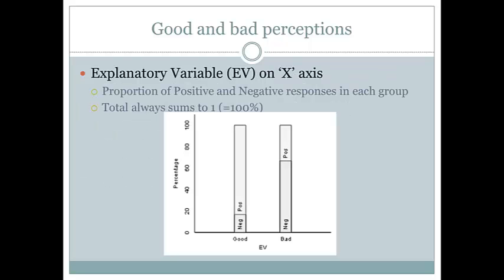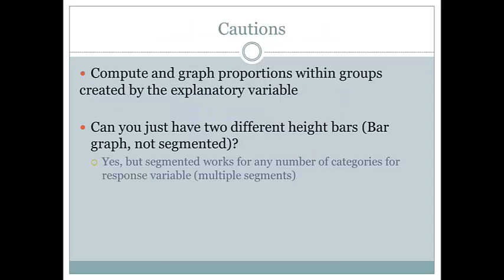We've placed the explanatory variable, indicated by EV in this bar graph, on the x-axis. We see here that we have indicated within each bar the proportion of positive and negative responses in each group. Now, what makes this a segmented bar graph is that the height of each bar is 100%. And within the bar, we've segmented it to indicate the proportion of positive and negative responses within each group.